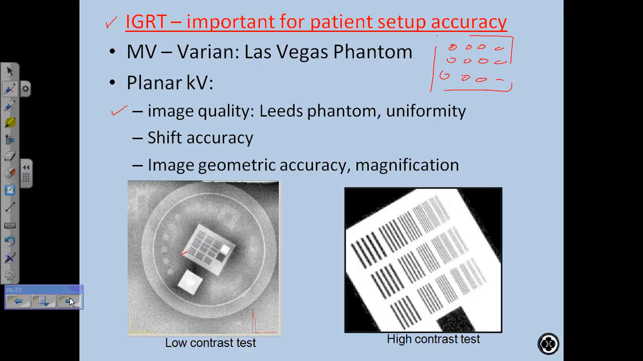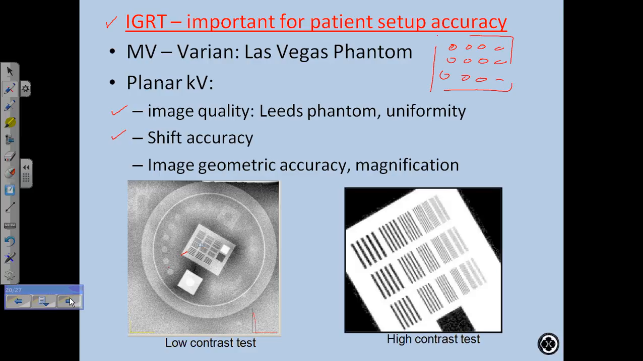Every item on these is different. The distance between those lines is different. They get sharper and sharper. That allows us to measure how good the system is for finding high contrast structures. So you count them, and they have to be above a certain number. That's the tolerance. So that's just a simple image quality test, and then you do shift accuracy.